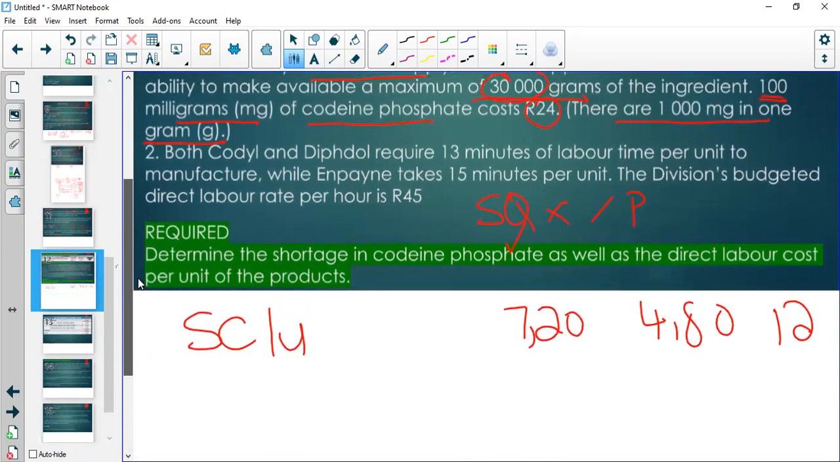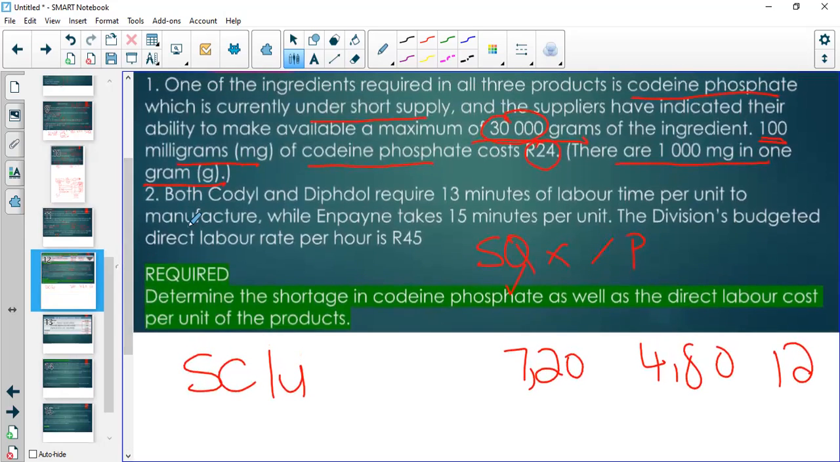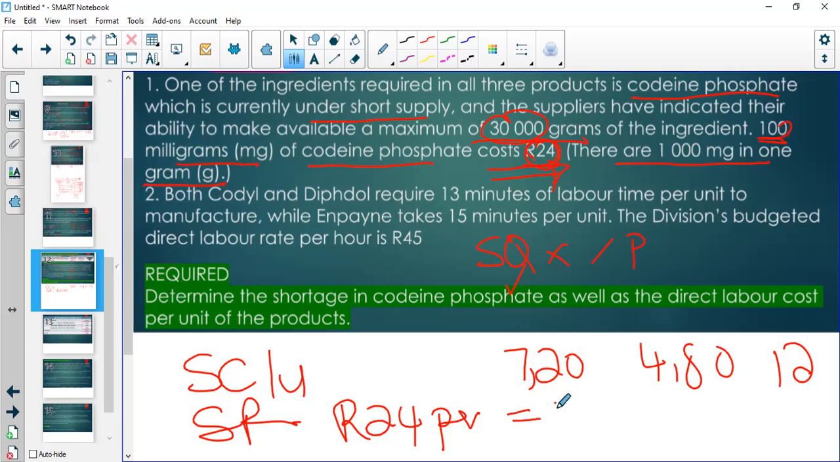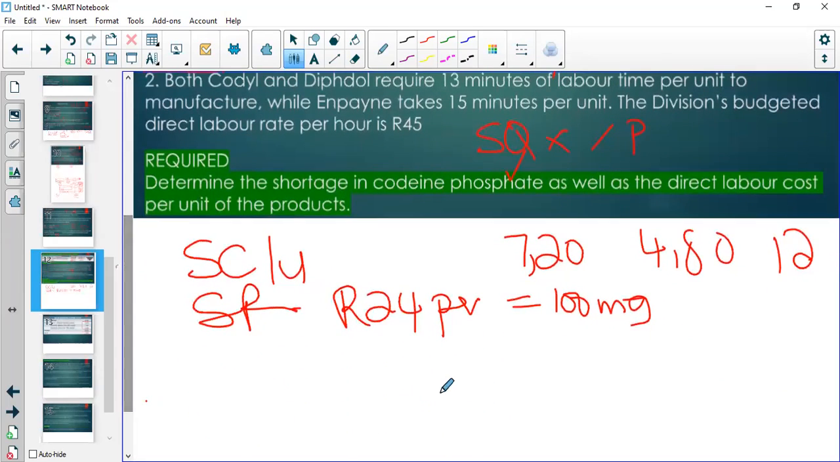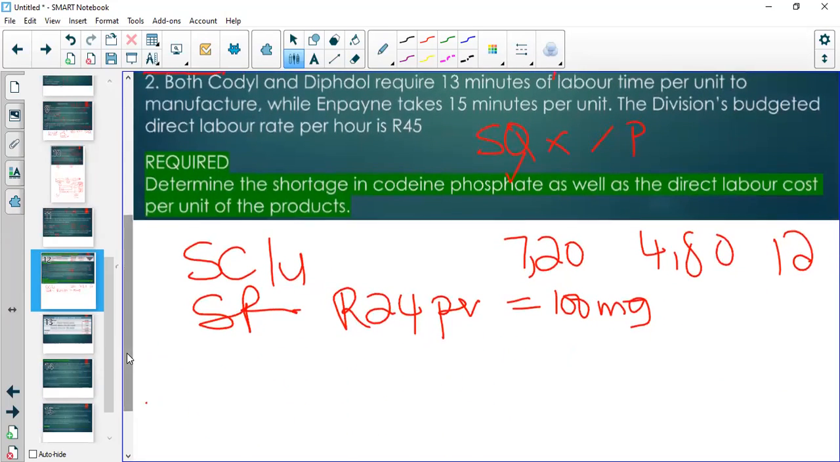Right, and we are being told the what here? The standard price. All right, so look at the story. The standard price is given to us as 24 Rand per 100 milligrams. You see their trickery there. It's 100 milligrams, right? So it's 24 Rand per 100 milligrams.